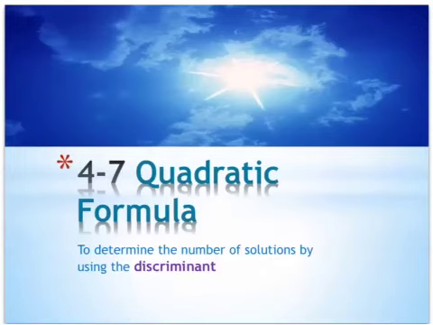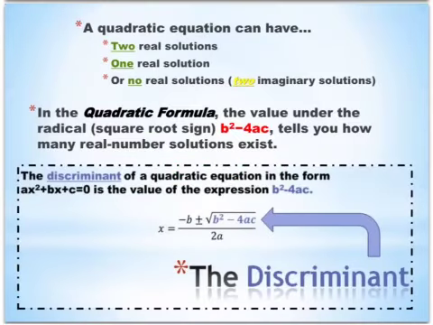All right, so we're still talking about the quadratic formula, but now we're going to discuss what the discriminant is. The discriminant is found inside of the quadratic formula, and it is what is going to help us determine the type and number of solutions that we are going to have. For a quadratic equation, there's three possibilities. I either have two real solutions, one real solution, or no real solutions, which means there's two imaginary.